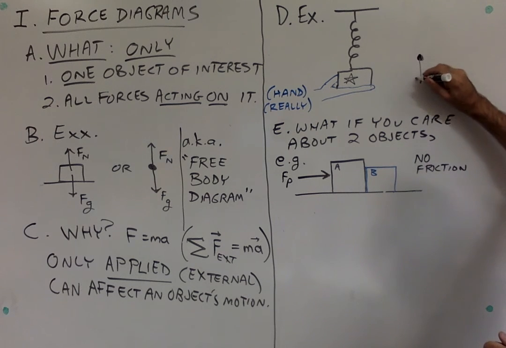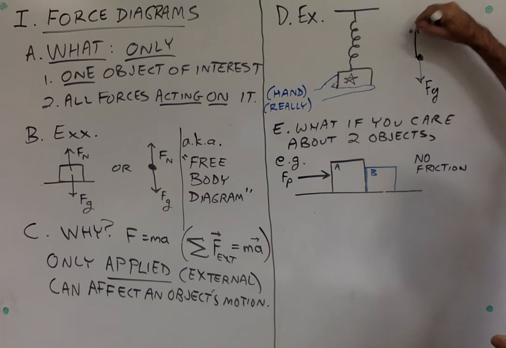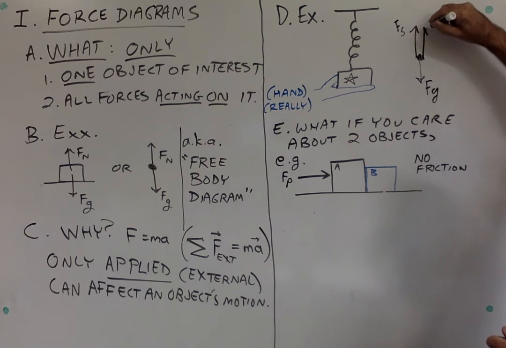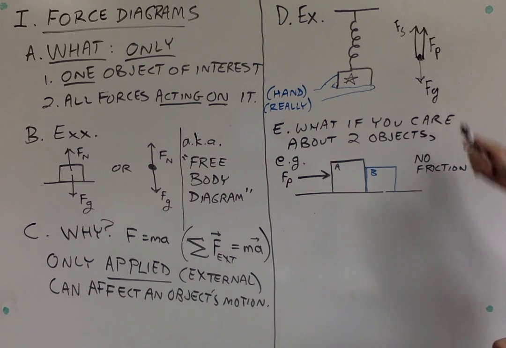Right? And of course, you would draw the gravity force first. Right? Then you could draw an arrow up for the spring force. Then you could draw an arrow up for the pushing force of the hand. And whenever there's an external push or pull that we have some control over, I tend to write F with a P for push or pull.